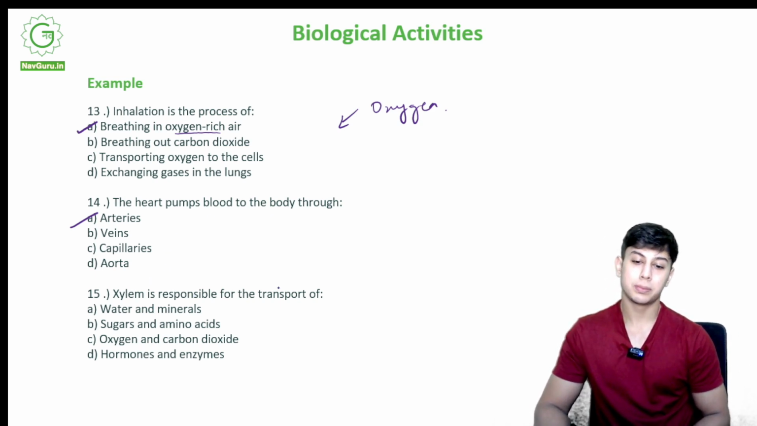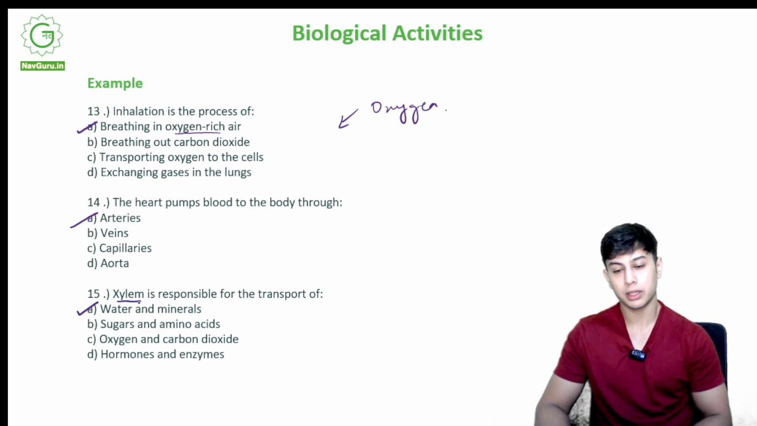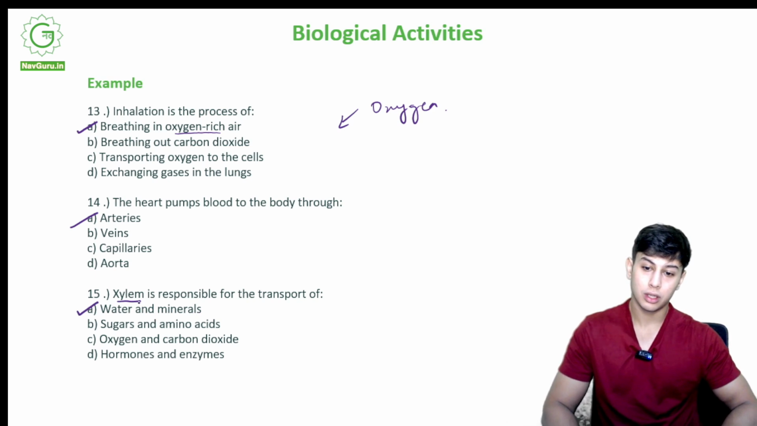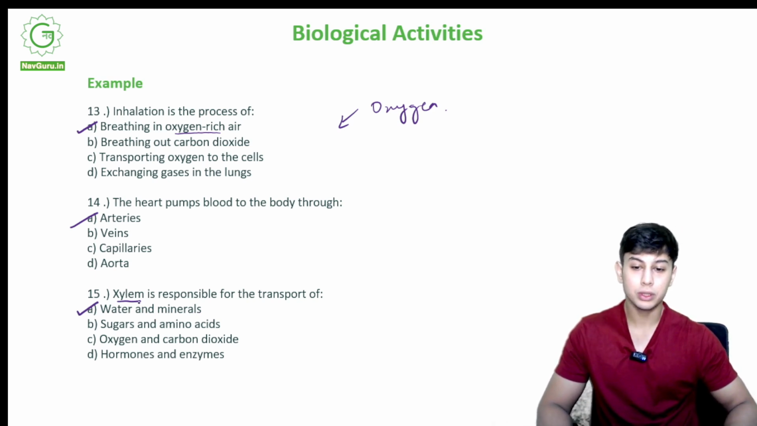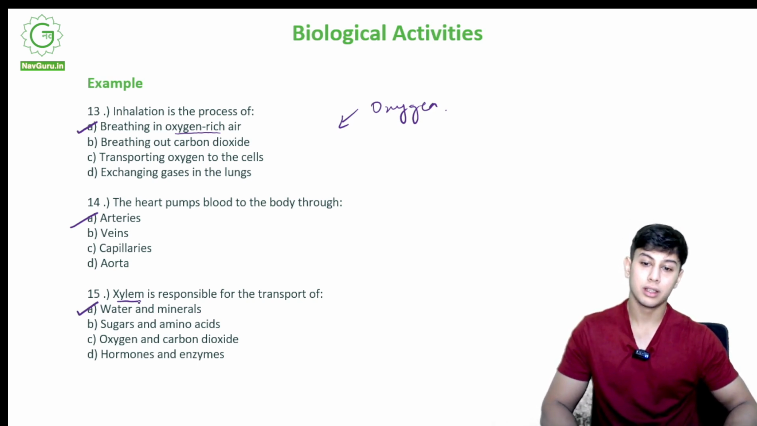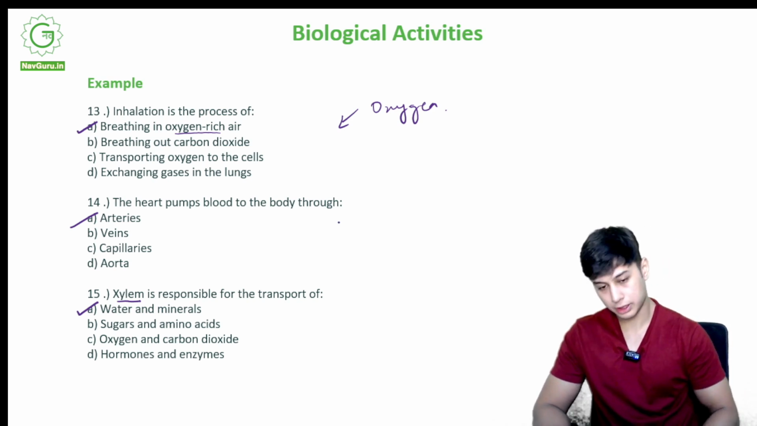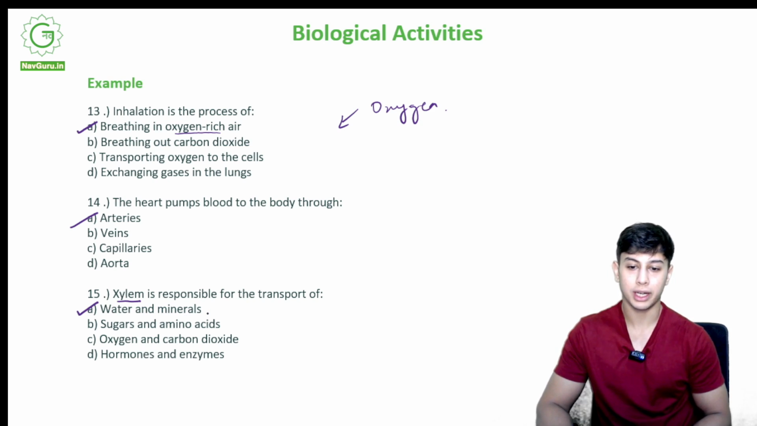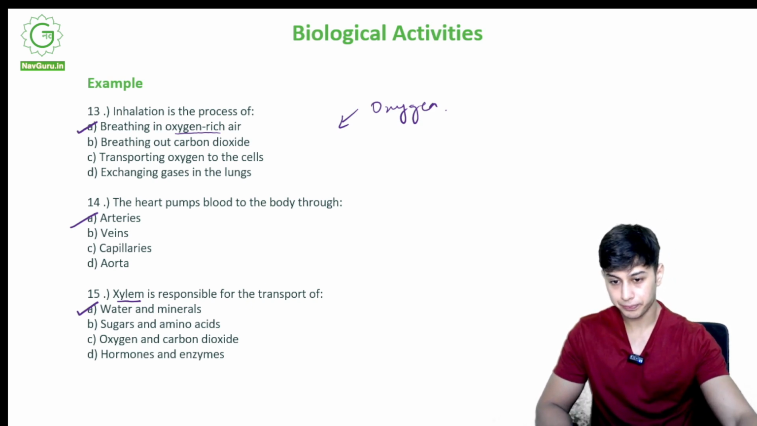Xylem is responsible for the transport of water and minerals, sugar and amino acids, oxygen and carbon dioxide, hormones and enzymes. So the correct option is option A, water and minerals. So water and minerals, so it is present in the roots. Alright, water goes from the roots and minerals from the soil through xylem. Xylem is the transporter of water and minerals in plants.